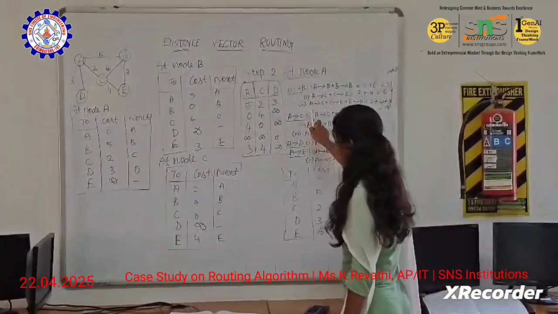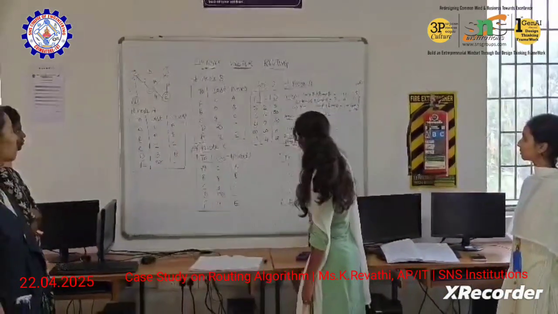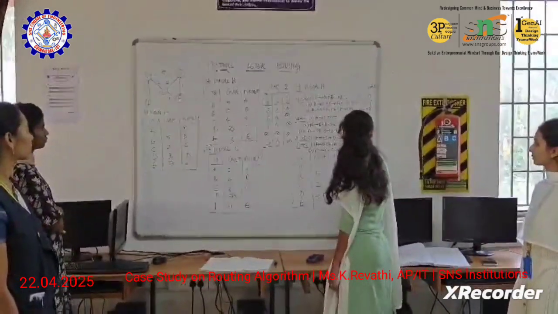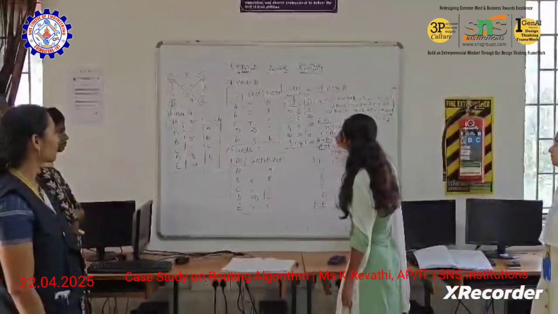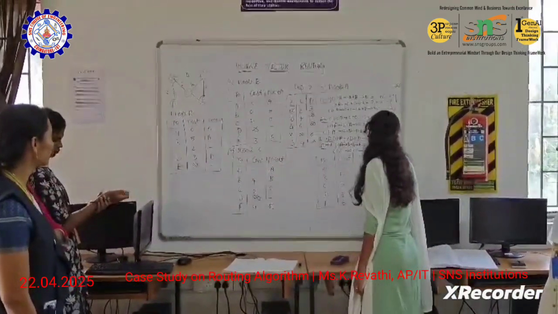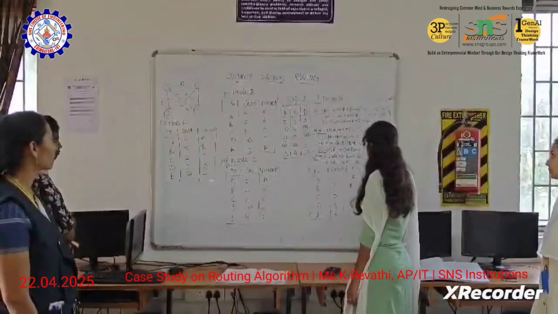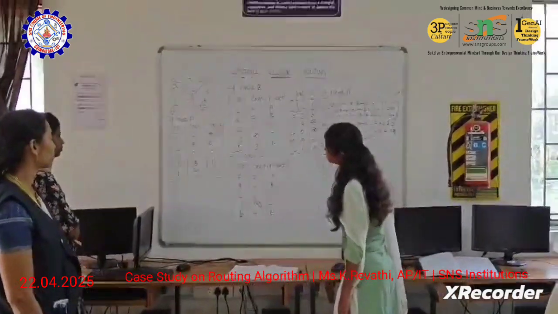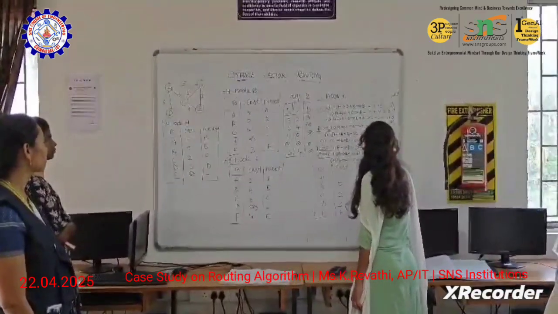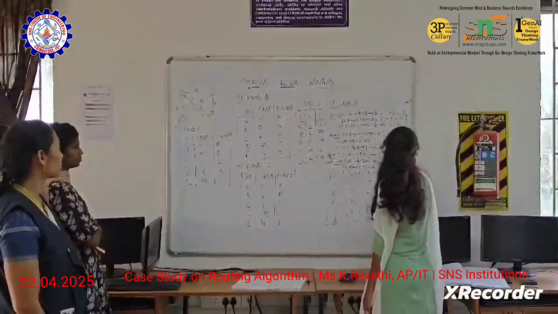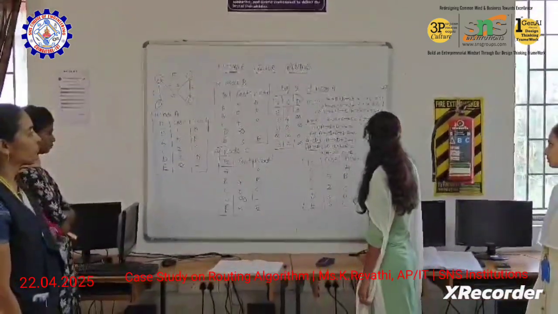From A to C, we have to find all possible paths. The first path is A to C and C to C. The distance between A to C is 2 and C to C is a self node, so 0. So the final value is 2. Next is A to B and B to C: 5 plus 4, so the value is 9. The next possible path is A to B, B to E and E to C: 5 plus 3 plus 4, so it is 12. In this, the minimum value is 2.